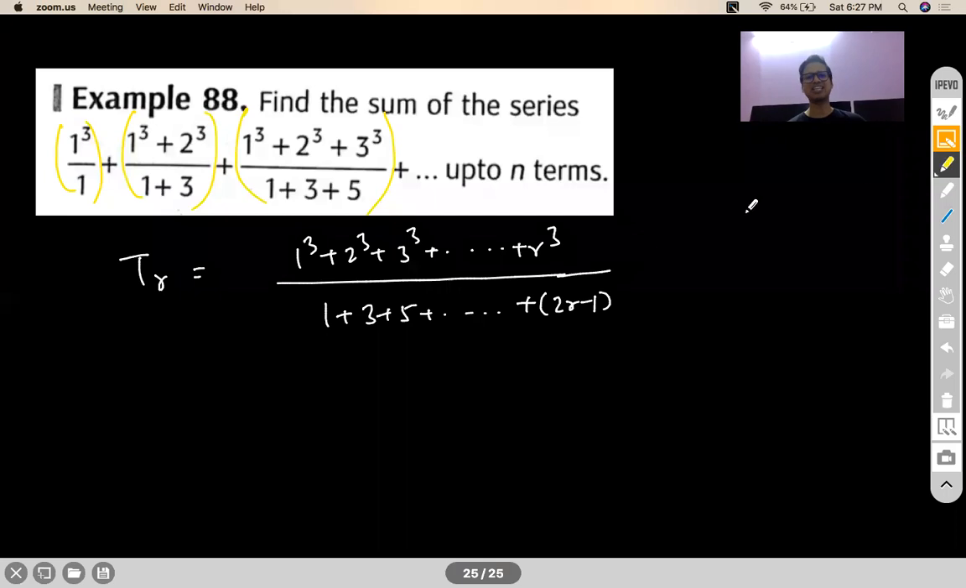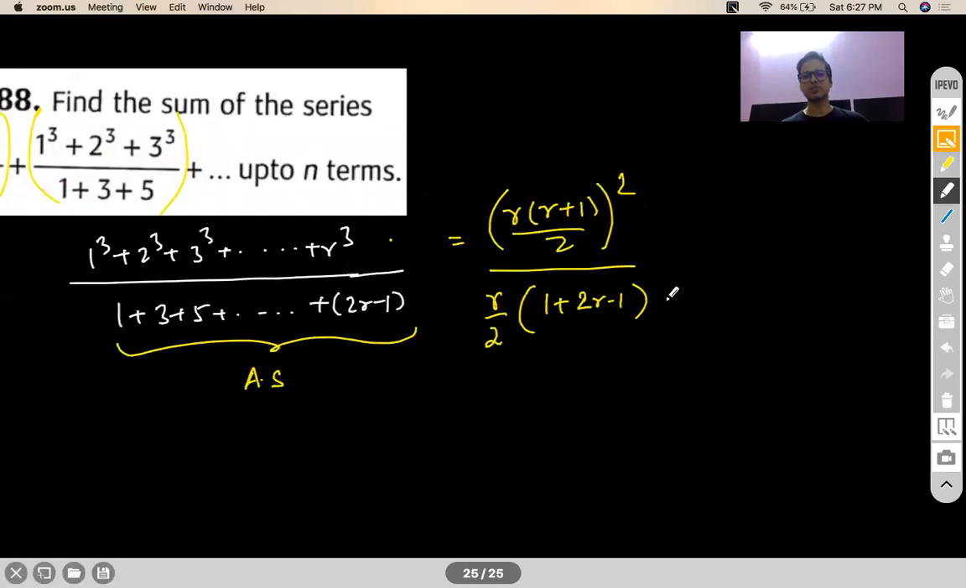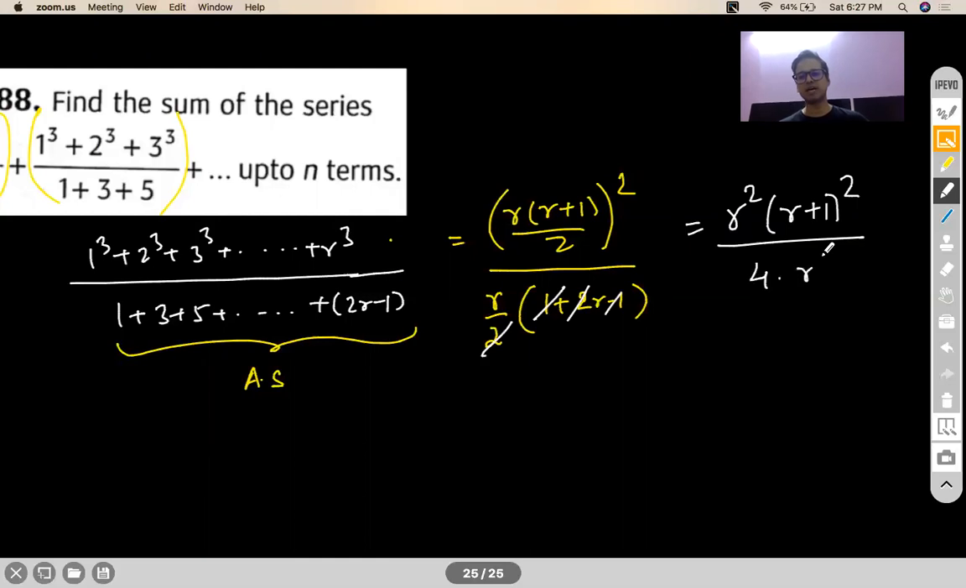Okay. All right. So if you see the top term, it's itself a special series whose sum will be R plus 1 by 2 the whole square. Whereas the bottom is an arithmetic progression, or you can say arithmetic series, whose sum will be total number of terms by 2 by the sum of the first and the last term. Okay. So I think this will give you a R square. So this is nothing but R square, R plus 1 whole square by 4 by R square. So R square gone, right? So it's 1/4 of R plus 1 the whole square.